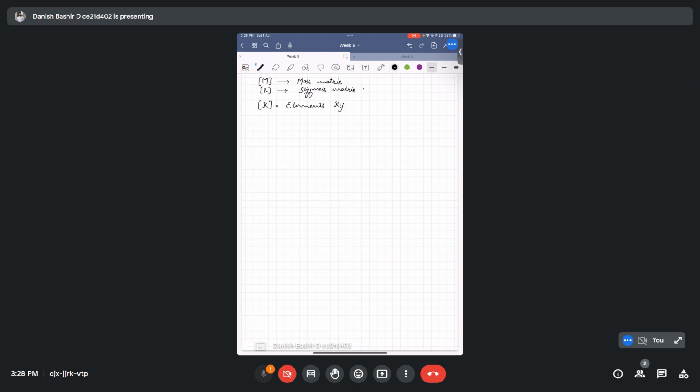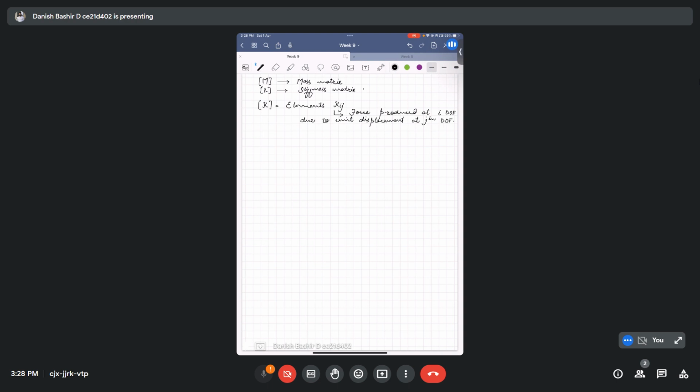So Kij is nothing but the force produced at the ith degree of freedom due to unit displacement at the jth degree of freedom.